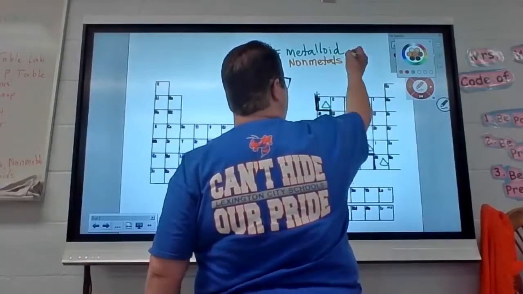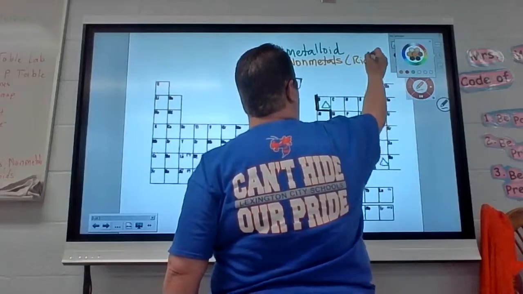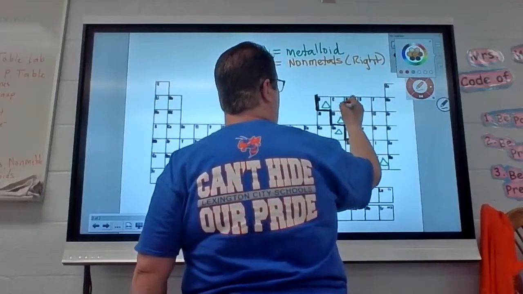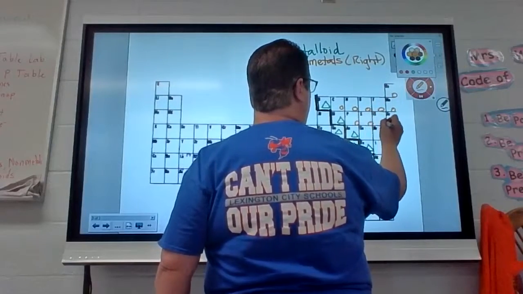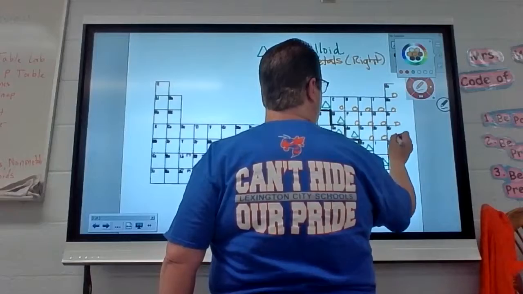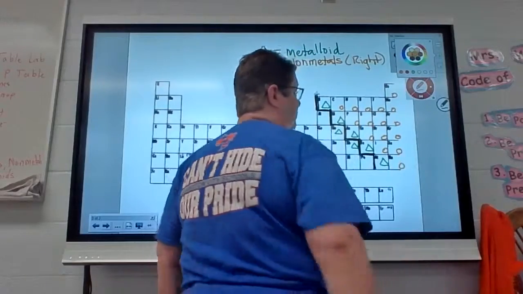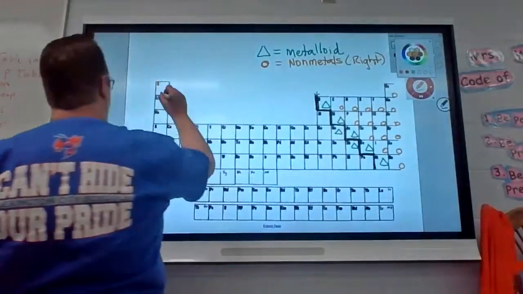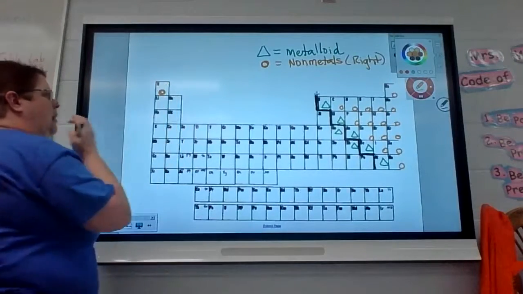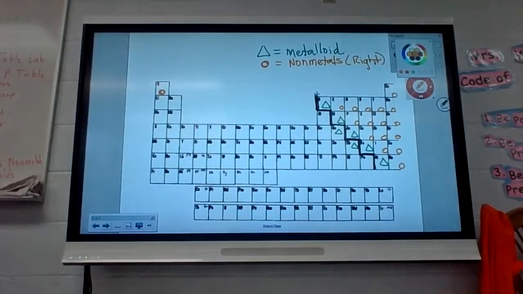They were to the right. They were to the right of the stairs. So every element to the right of the stairs gets a little circle. Now, there's one exception. Who's the one that's not to the right that we need to put a circle in? Hydrogen. So that one over here that some of y'all colored as an alkali metal, it's not a metal. I did not color it in, it needs a circle.